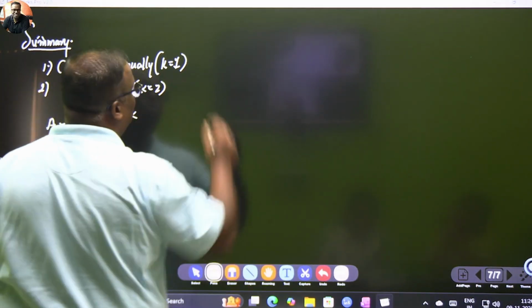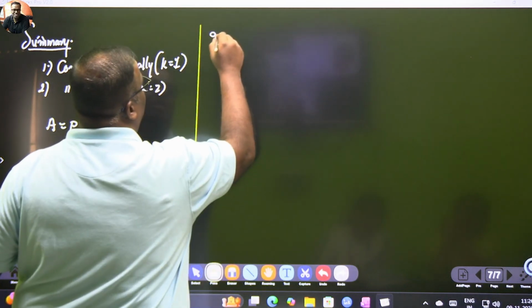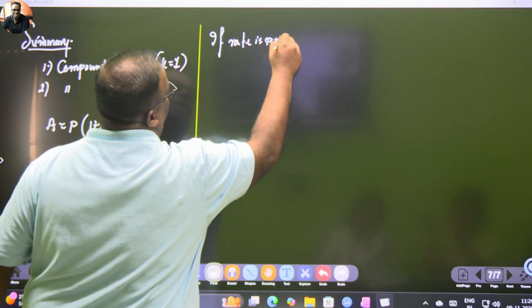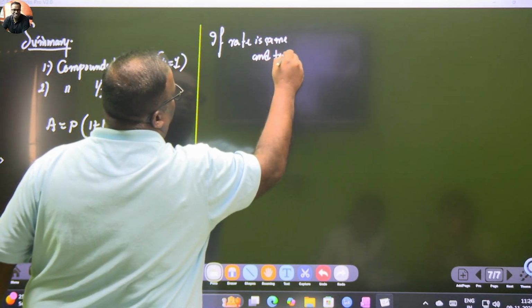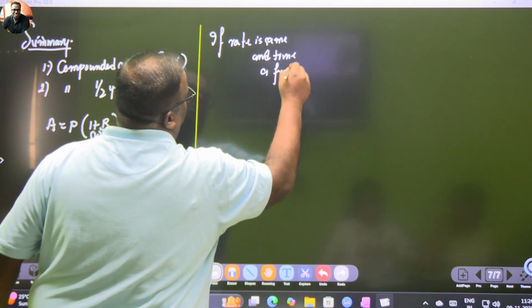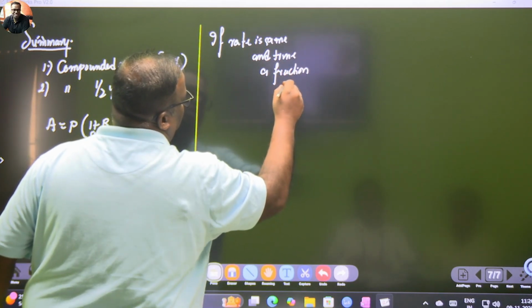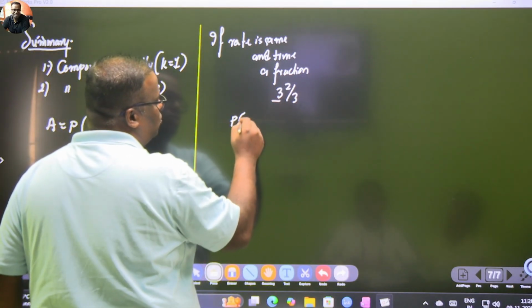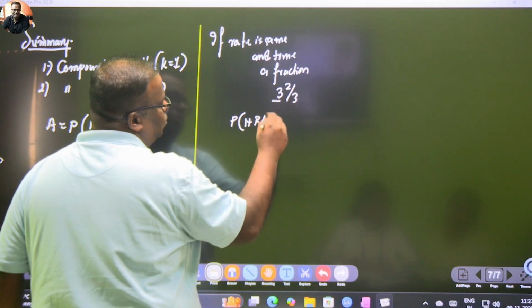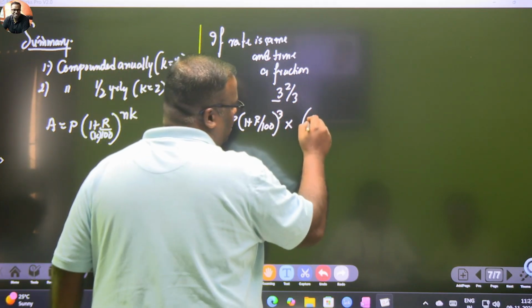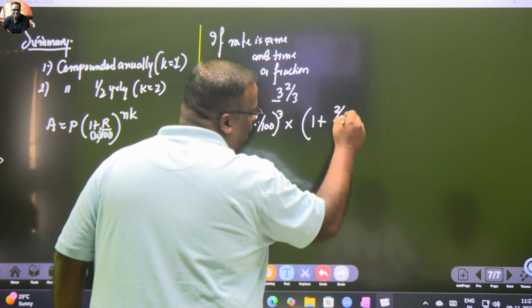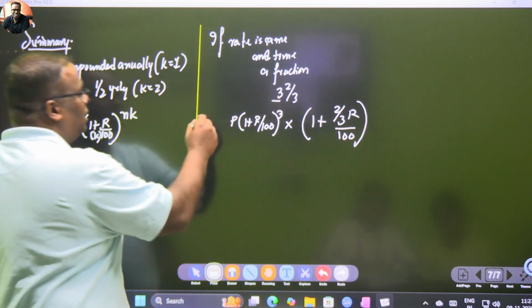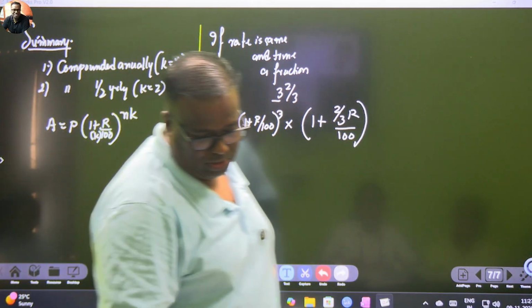Then we saw one more thing: if the rate is same and the time is a fraction, say 3 and 2 by 3, then up to 3 we apply the same formula, P into 1 plus R by 100 to the power 3, and for the rest portion we take 1 plus 2/3 of R by 100 on the amount. Then we will get one more criteria, which I will not cover today.